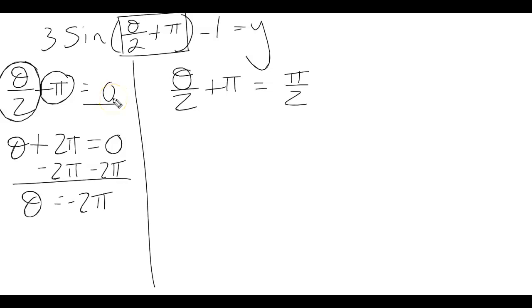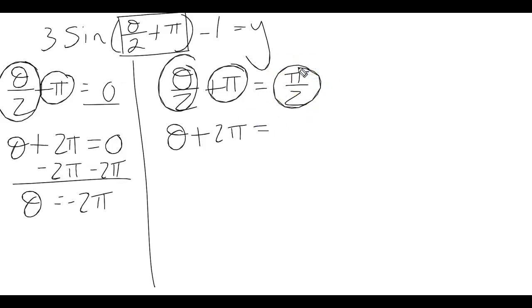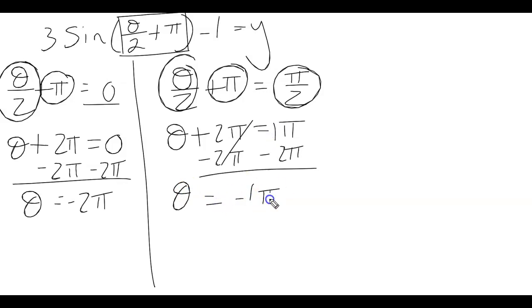Let's repeat that for our second angle. My second angle here, I'm going to multiply everything by 2. So if I multiply this by 2, I'm left with theta. If I multiply this by 2, I'm left with 2 pi. And if I multiply this by 2, I'm left with pi. And now I'm going to subtract 2 pi on both sides. 1 pi take away 2 pi leaves me with negative 1 pi.